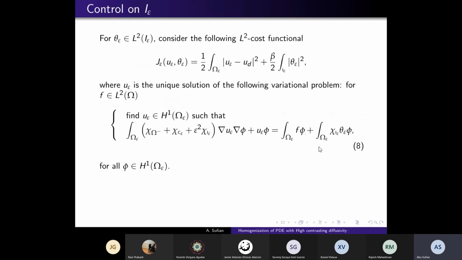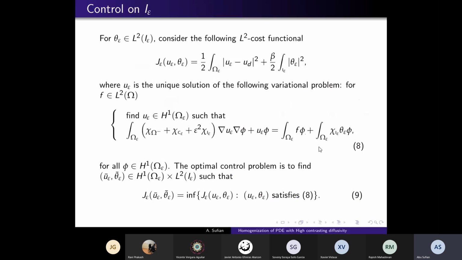Again, the existence of the state equation for this case is given by the Lax-Milgram lemma. And in this case, the optimal control problem is: find u epsilon bar, theta epsilon bar belongs to H1(Ω epsilon) plus L2(I epsilon) such that J epsilon evaluated at (u epsilon bar, theta epsilon bar) is the infimum of J epsilon (u epsilon, theta epsilon) over all (u epsilon, theta epsilon) satisfying this state equation.